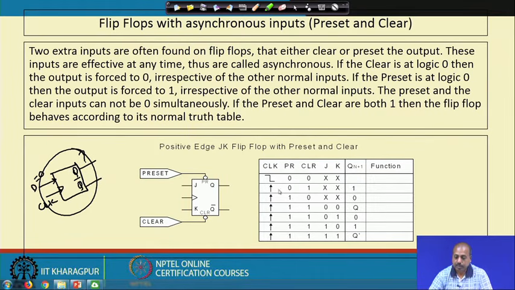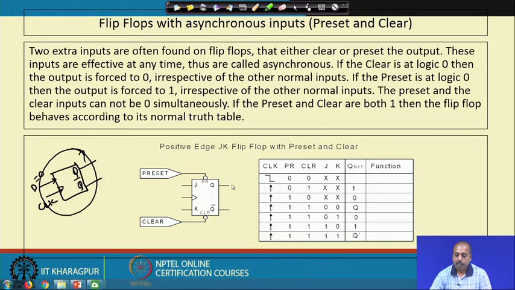On the other hand, if there is a rising edge here from low to high, and preset is equal to 0 and clear is equal to 1, then Q n plus 1 will be equal to 1. So we can preset this flip flop value to 1, irrespective of the value of J and K. If the preset control is made equal to 0, then this Q output will become equal to 1.